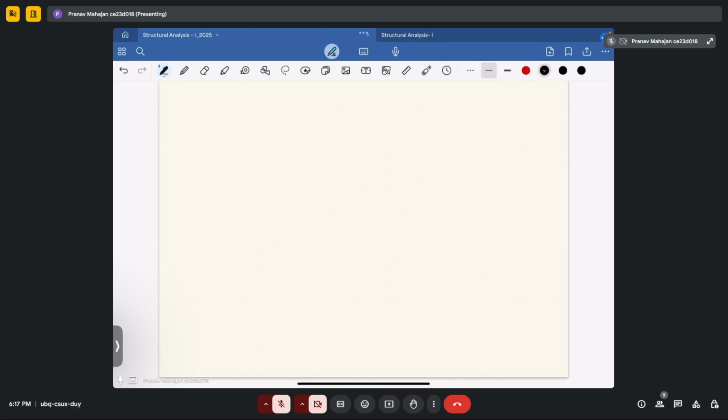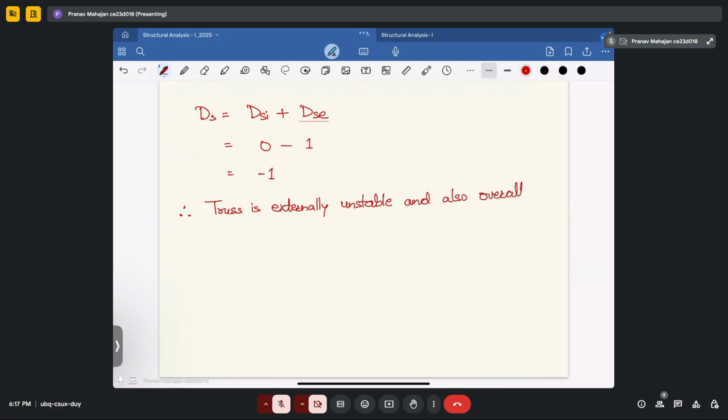So your total static indeterminacy DS will be equal to DSI plus DSE, in which your DSI comes equal to 0, whereas your DSE is equal to -1. So your degree of static indeterminacy is -1. Therefore, the truss is externally unstable and also overall unstable, because in this case your degree of static indeterminacy is less than 0.